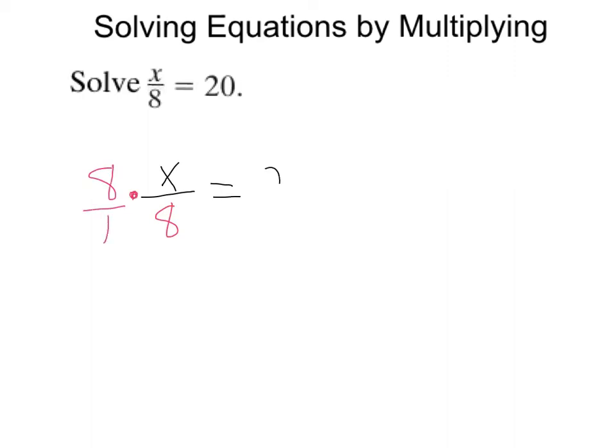Equal sign stays the same, 20 stays the same, times 8 over 1. Now, our 8's are going to cancel out. That's why that 8 goes away. So your x comes down by itself. Your equals comes down. Then 20 times 8 is 160, because 2 times 8 is 16 plus the 0 for the 20 gives us 160.